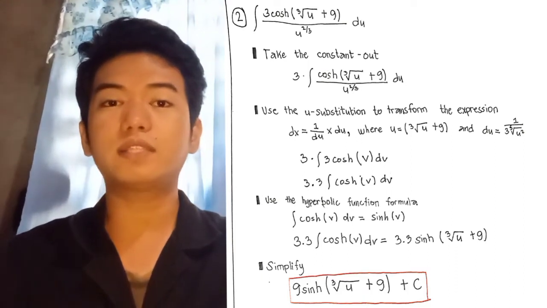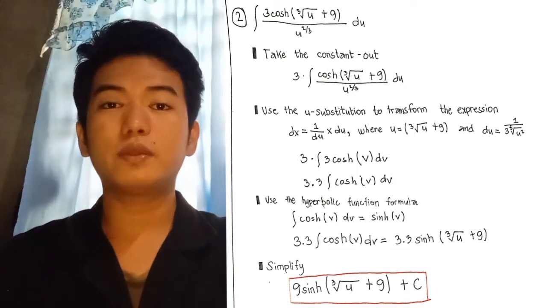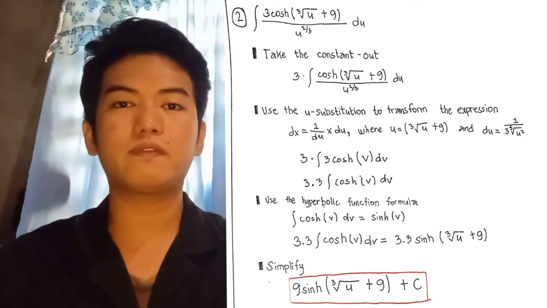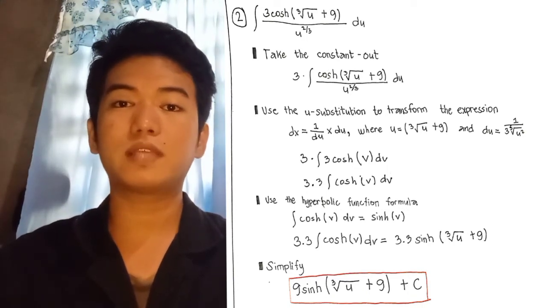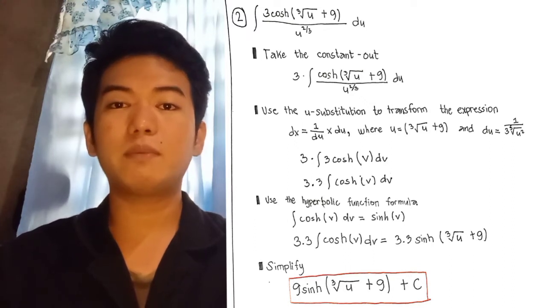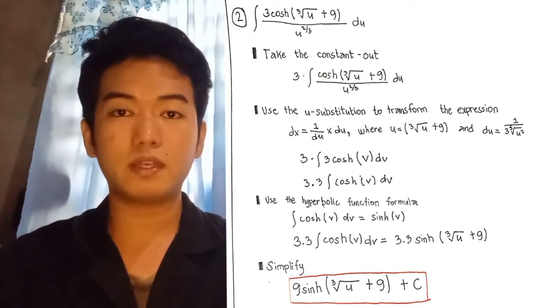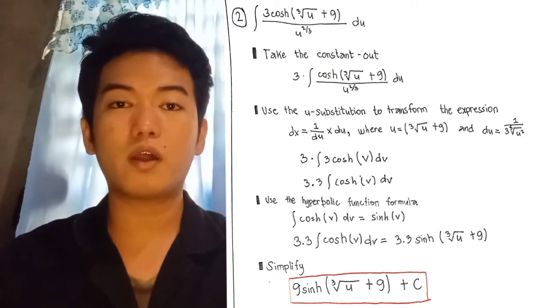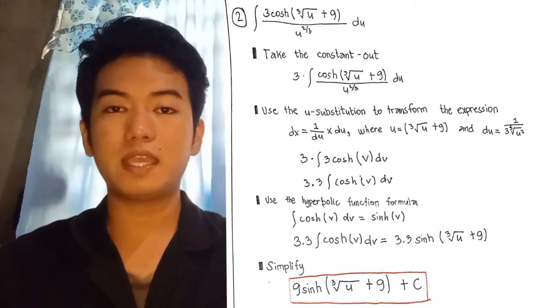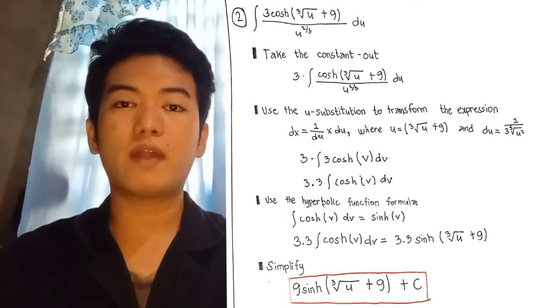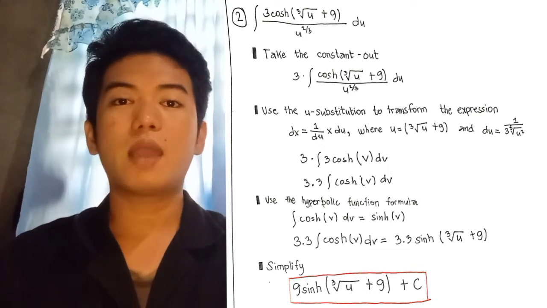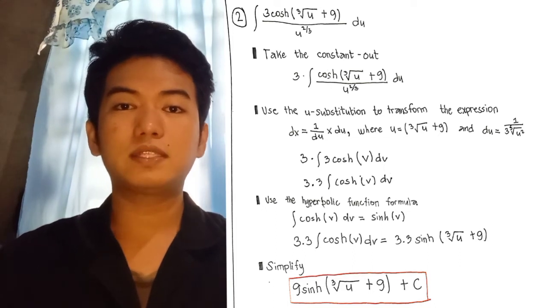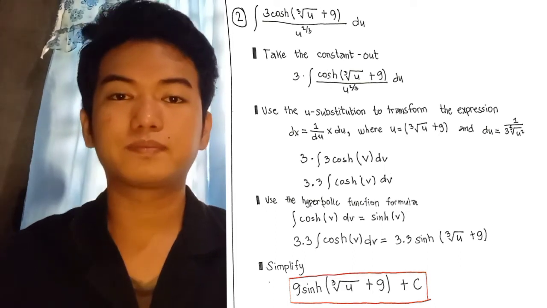Then, let the constant 3 out. After that, use the hyperbolic function formula, that is integral of hyperbolic cosine v dv is equal to hyperbolic sine v. So, 3 times 3 integral of hyperbolic cosine v dv is equal to 3 times 3 hyperbolic sine cube root of u plus 9. Lastly, simplify. Now we have our final answer, that is 9 hyperbolic sine cube root of u plus 9 plus the arbitrary constant c.